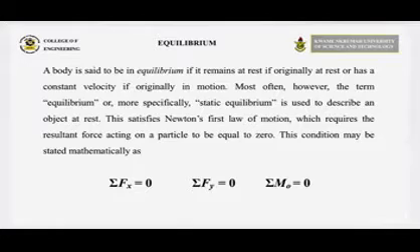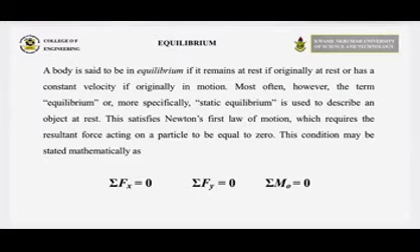According to Newton's first law of motion, if the system of forces acting on a body has zero resultant, the body will remain at rest or move in a straight line with constant velocity. This explains that a body is said to be in equilibrium if it remains at rest, if originally at rest, or has a constant velocity if originally in motion. So the body is originally at rest and it remains at rest, or it is in motion and it maintains a constant velocity. In other words, we can say in equilibrium, the resultant force and the resultant moment acting on the body are zero.